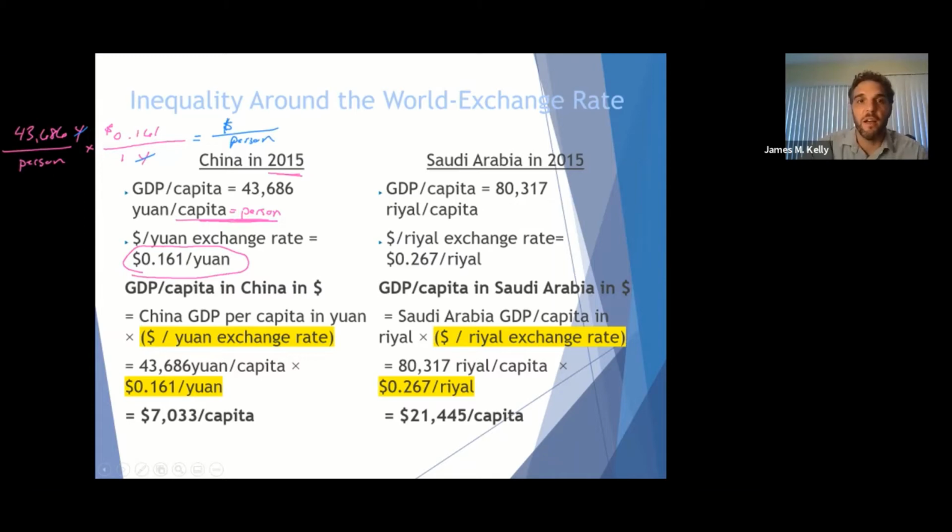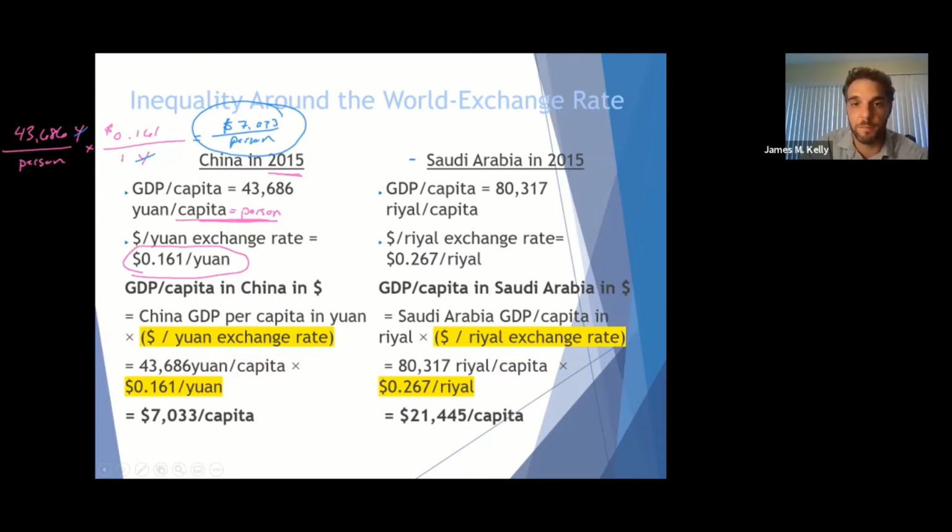We want to find the Chinese GDP per capita in US dollars, because then we can compare it to the US, and then we can compare it to whatever other currency we convert into dollars. In the other case, we'll convert Saudi Arabia's real GDP into dollars. So when we do this, what's our result? What's 43,686 times 0.161? Well, it's $7,033 per person. That is the real GDP in US dollars for the average Chinese citizen in 2015.